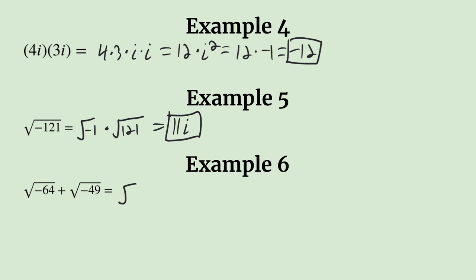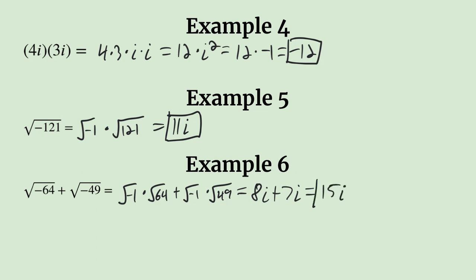Here we'd have square root of -1 times square root of 64 plus the square root of -1 times square root of 49. And that would get you 8i plus 7i, which equals 15i.